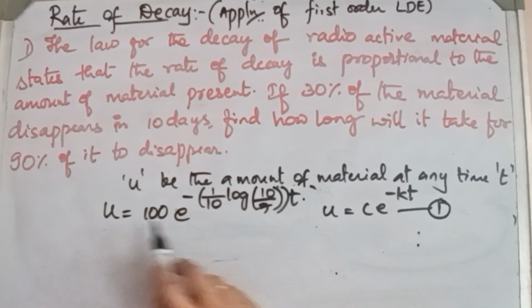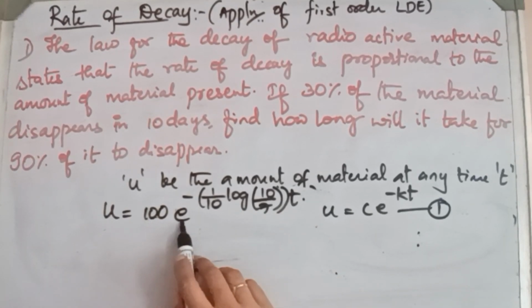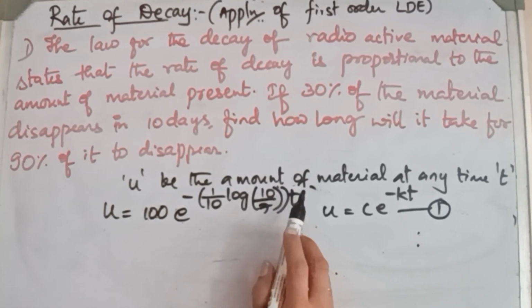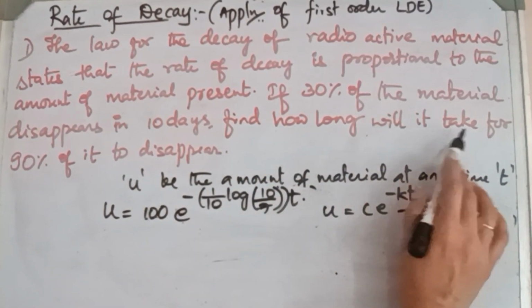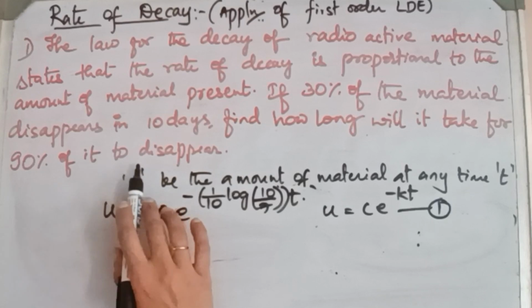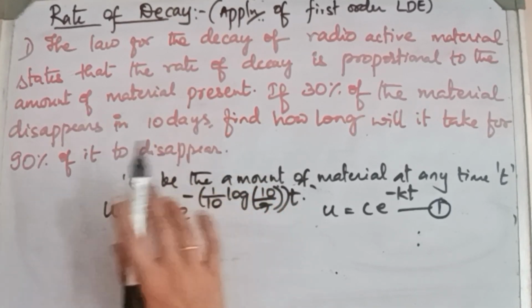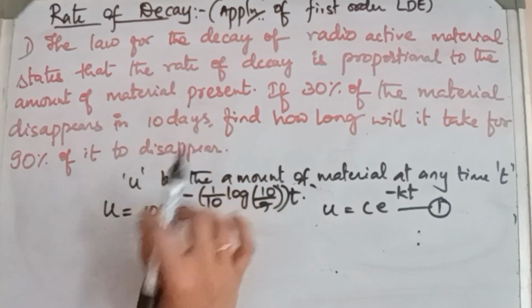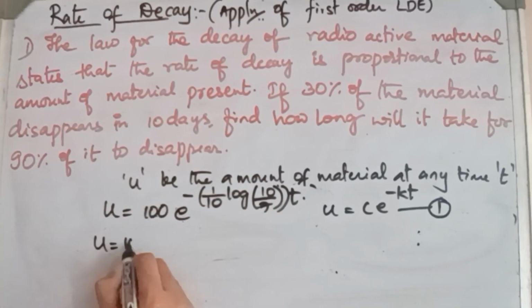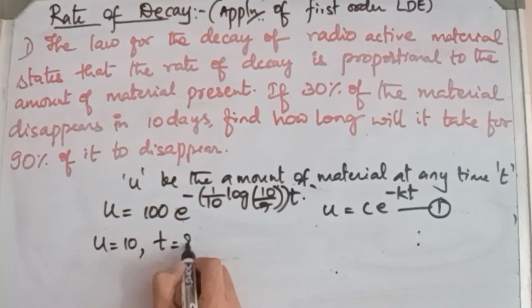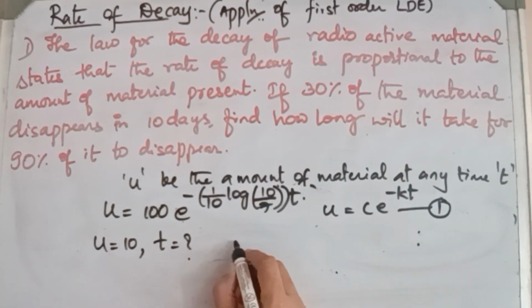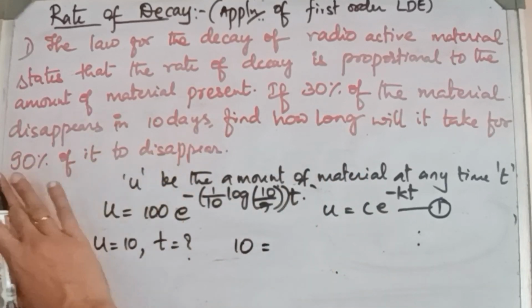So we will get u equal to 100 into e to the power minus 1 by 10 log of 10 by 7 into t. Now find how long it will take for 90% of the material to disappear. When 90% of the material disappears, out of 100, how much remains? So u equals 10. So t equals how much? How long will it take? That is asked. So u equals 10 because out of 100, 90 disappears.